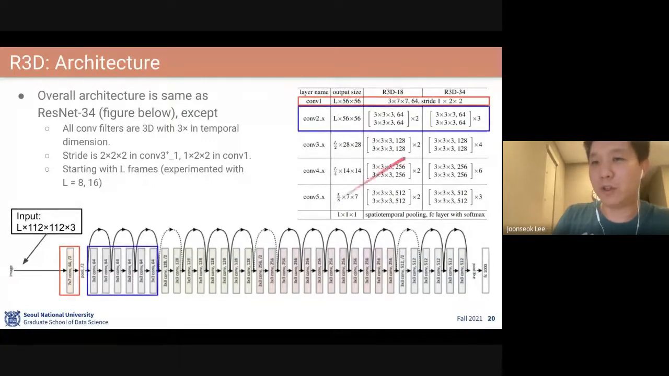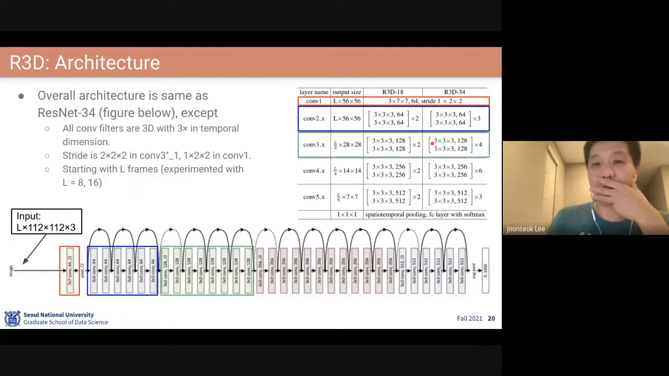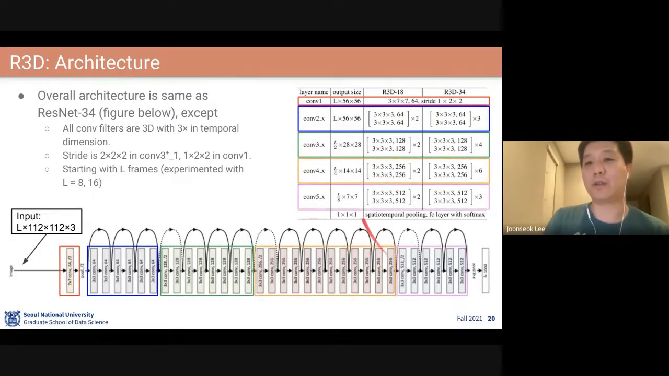But at the beginning, I need to double check this. I'm a little bit confused here. But the basic idea is that once they change the color, they reduced the spatial temporal size to half, everything together. And at the same time, they increased the number of filters from 64 to 128 and doubled here.